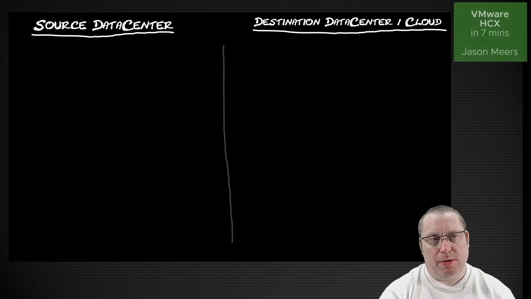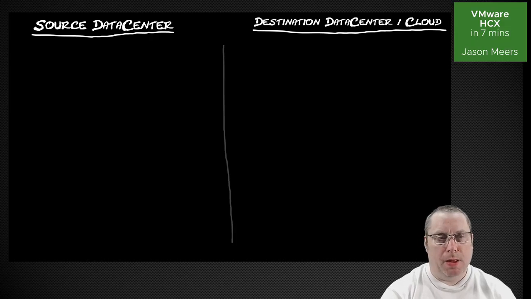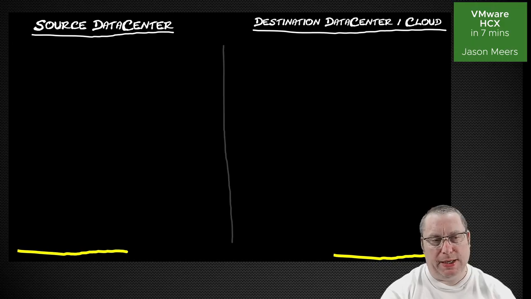In the diagram behind me, we've got two data centers. We've got the source data center on the left, and the destination data center or destination cloud on the right. At the bottom of the diagram, I've got two separate networks indicated by those two yellow lines, so two different sets of IP addresses and ranges.